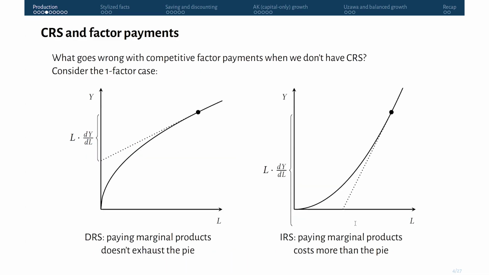To see what goes wrong if we try to assume competitive factor payments, but we don't have CRS, for simplicity, let's just think about the single factor case. So let's say output's just produced by labor. In a world of decreasing returns to scale, if everyone gets paid their marginal product, everyone gets paid the slope of this line here, this tangent to the production function, and multiplying that by the number of people, you get total wage payments, and that'll be less than total output. And this raises the question of what happens to the rest of it.